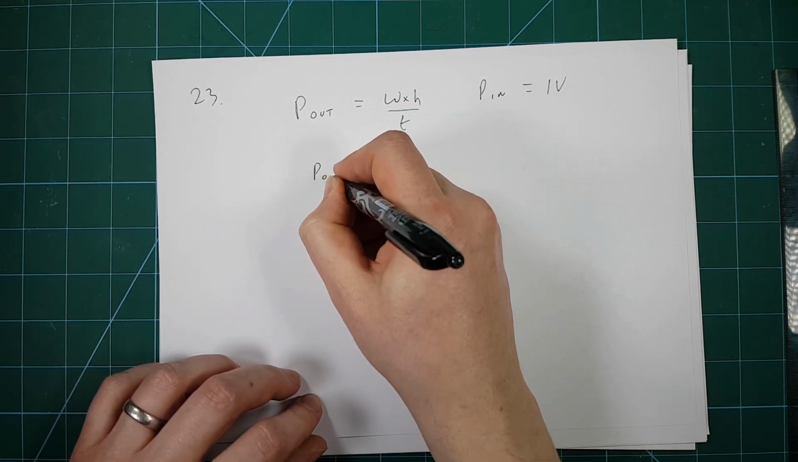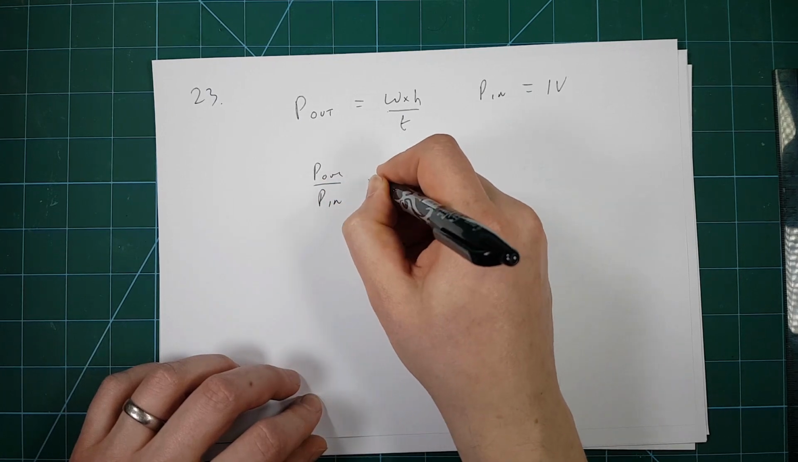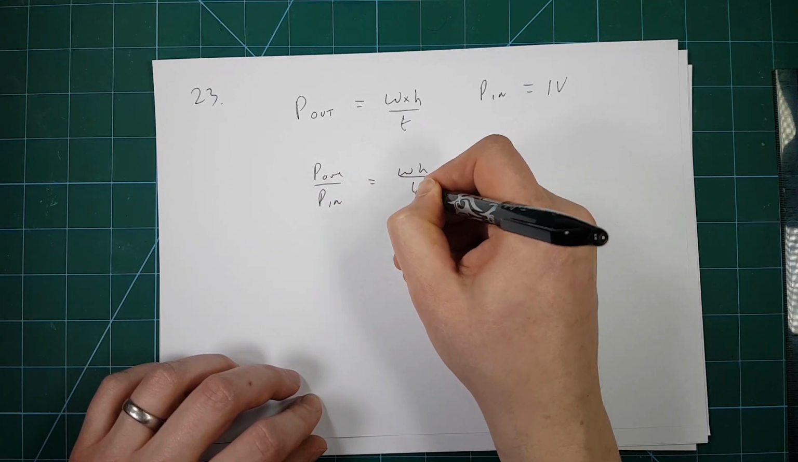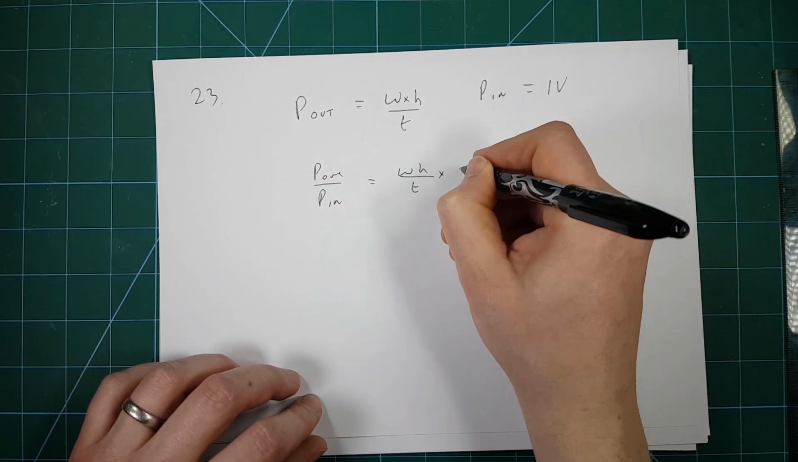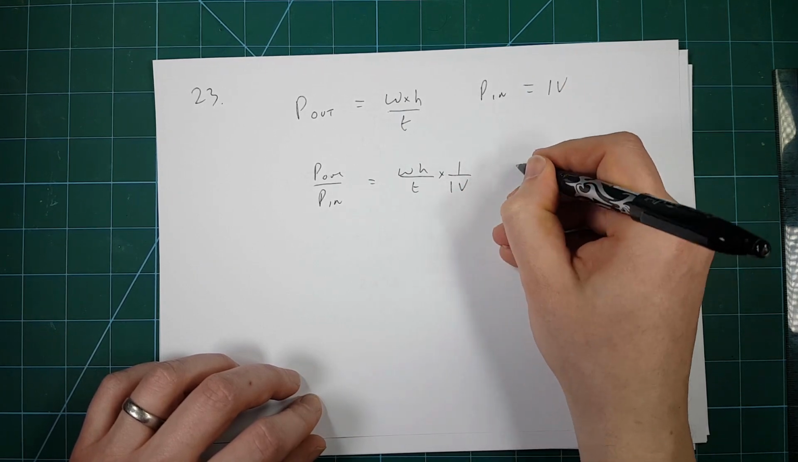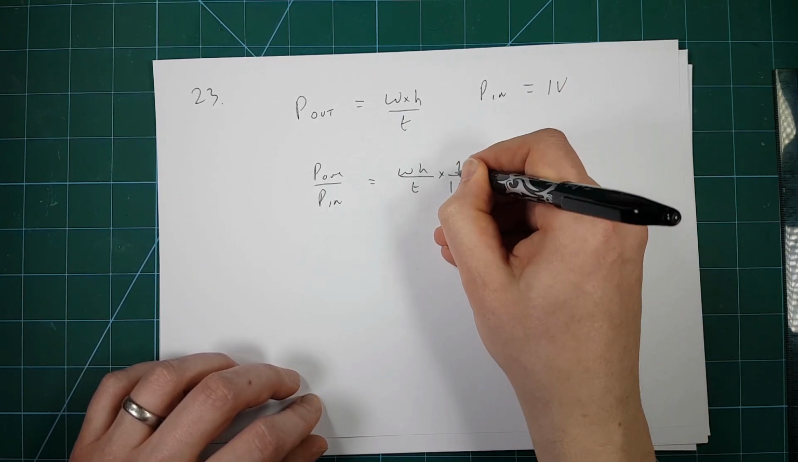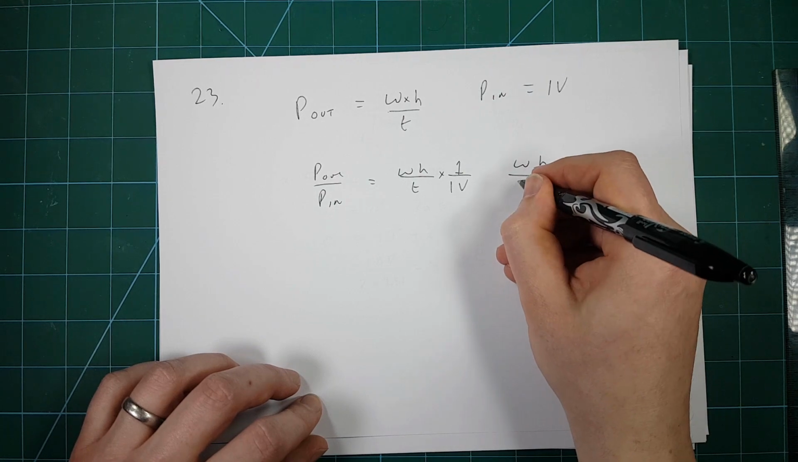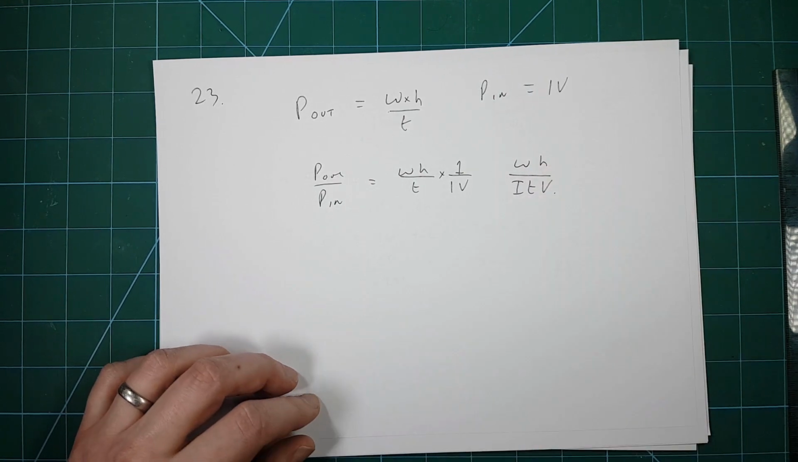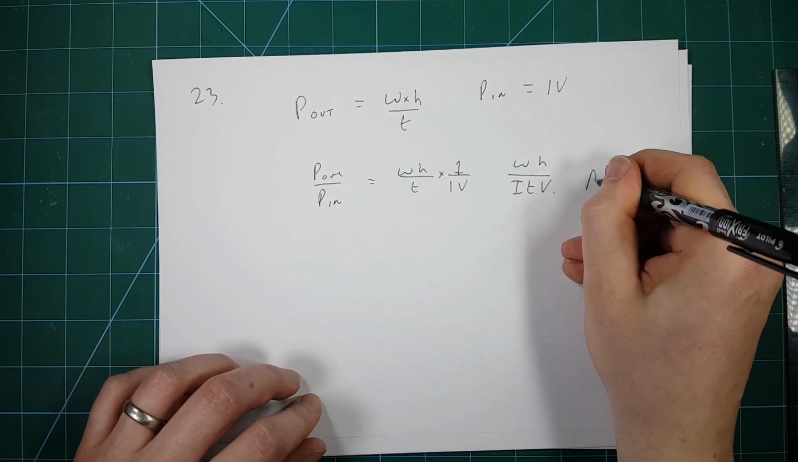So it's going to be equal to WH divided by T times by 1 over IV. So we were looking for WH over ITV, which is A.